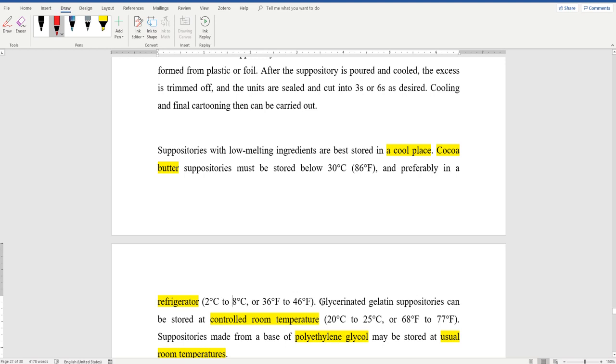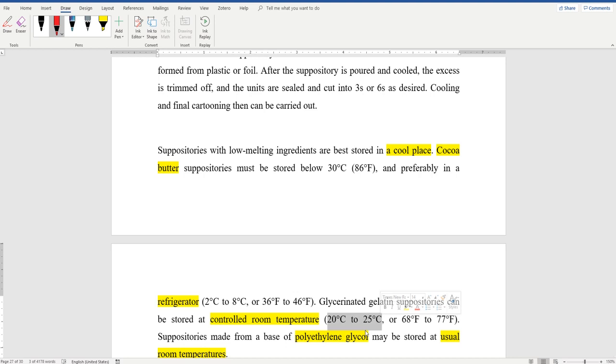Glycerinated gelatin can be stored in a controlled room temperature. What does controlled room temperature mean? It means most of the time the temperature is between 20 to 25 degrees Celsius. Now, this temperature is required to be maintained in the pharmacy. When you enter the pharmacy, you will see that each pharmacy must maintain the temperature between 20 to 25 degrees Celsius.